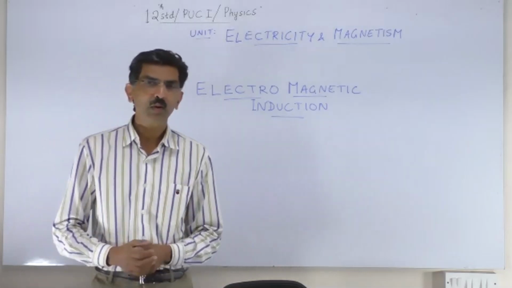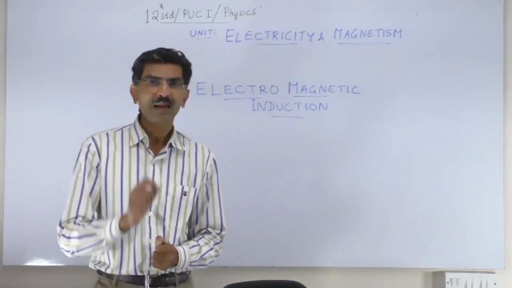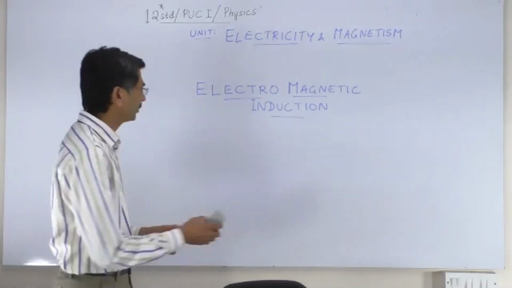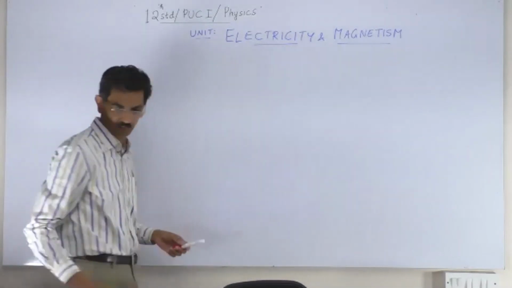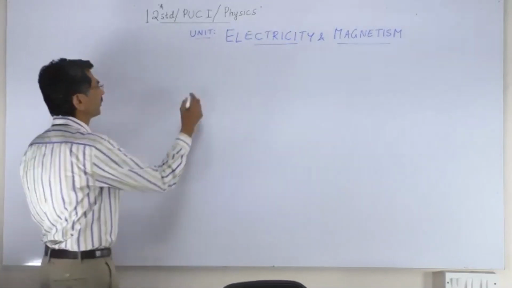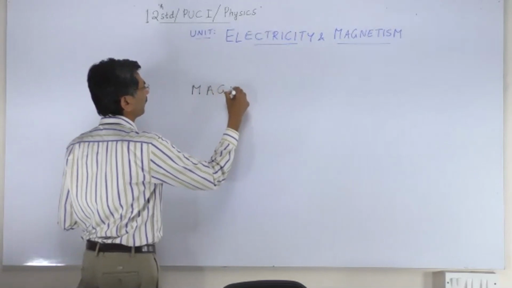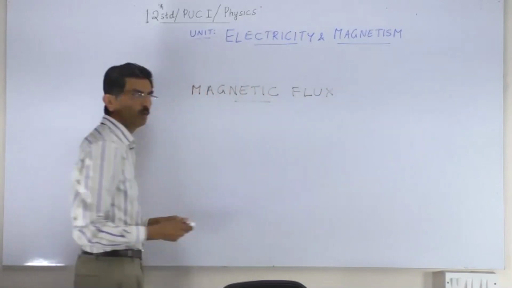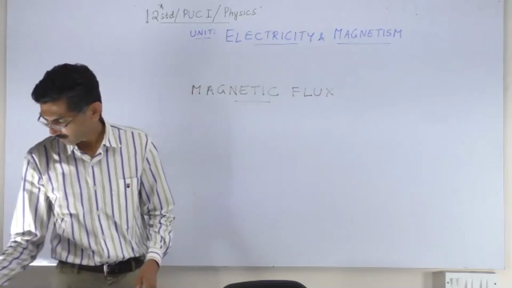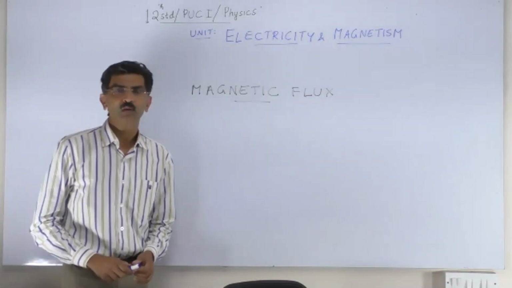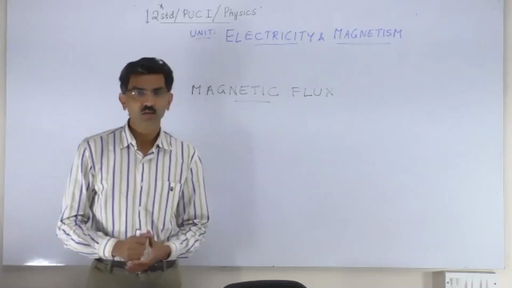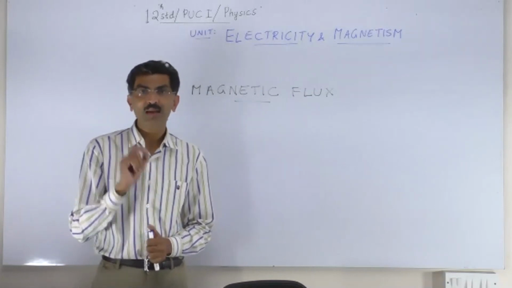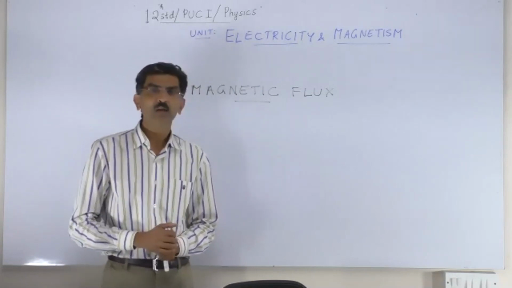Let us start our discussion by discussing magnetic flux. This is an important thing for you to understand electromagnetic induction. What is magnetic flux? Well, magnetic flux is an indication of the lines of force passing through a coil. The lines of magnetic force passing through a coil. And let me explain what that means.